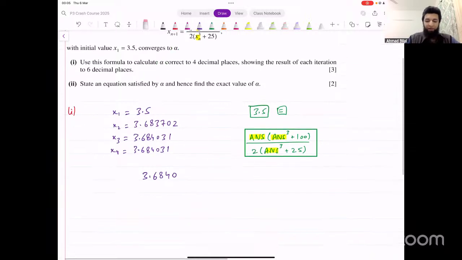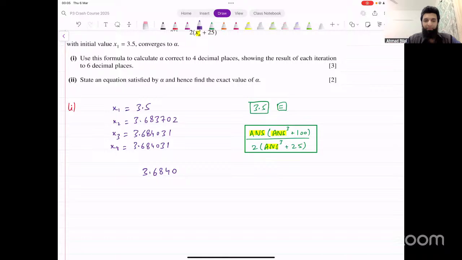Now, when we write down our final answer, if we write x equal to this, we lose 1 mark. If we just write 3.6840, again, we lose 1 mark. They want us to calculate the value of alpha. For some reason, they want you to write it like this. Alpha equals this. If you don't use alpha there, you can lose 1 mark because of that.